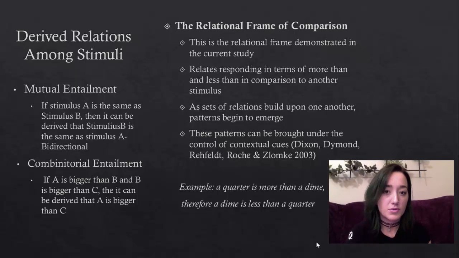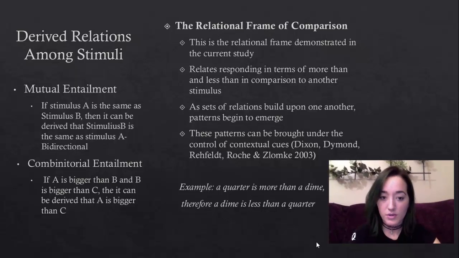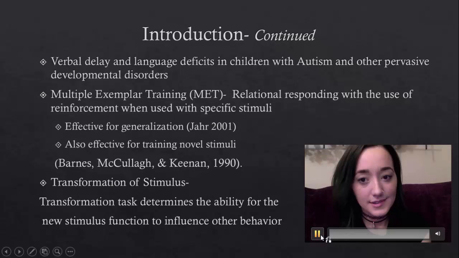The example we used was with amounts of money being more than or less than. Once these patterns can be brought under the control of contextual cues, where the responding is under the control of those words, bigger than or smaller than, this is known as arbitrarily applicable responding.